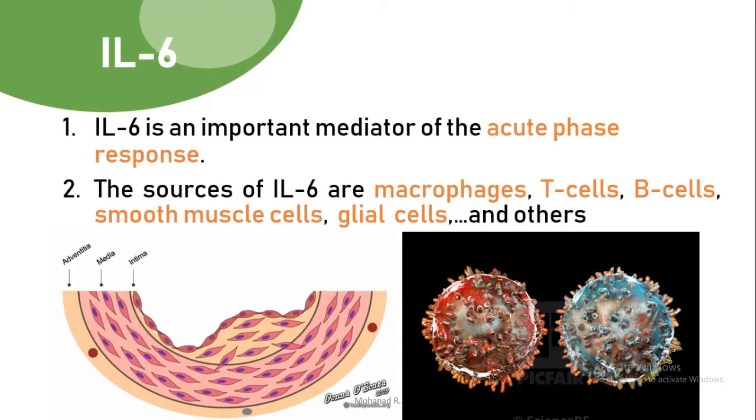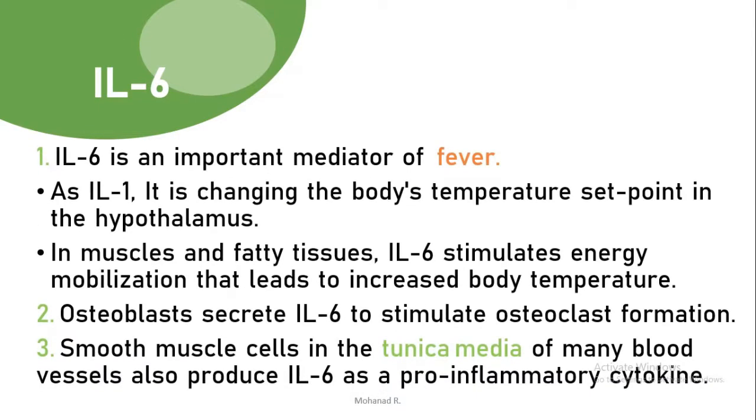Our second example of interleukins, interleukin 6, is an important mediator of acute phase response. The sources of interleukin 6 are macrophages, T cells, B cells, smooth muscle cells, and others. Interleukin 6 is an important mediator of fever. It changes the body temperature set point in the hypothalamus as interleukin 1 does.